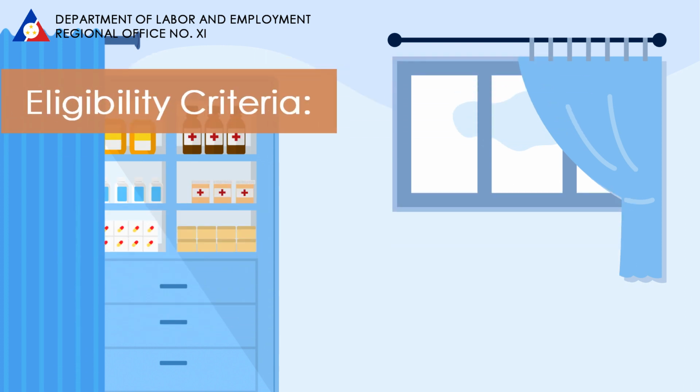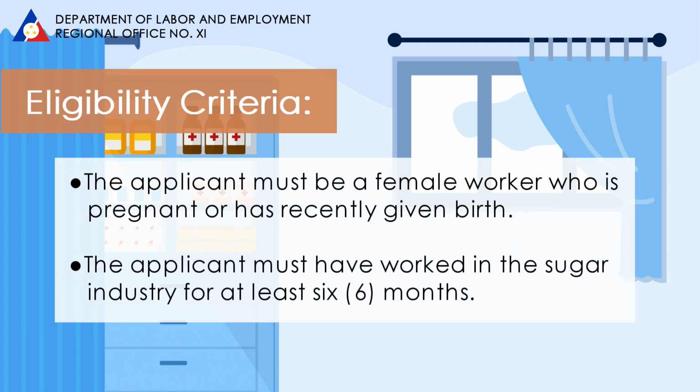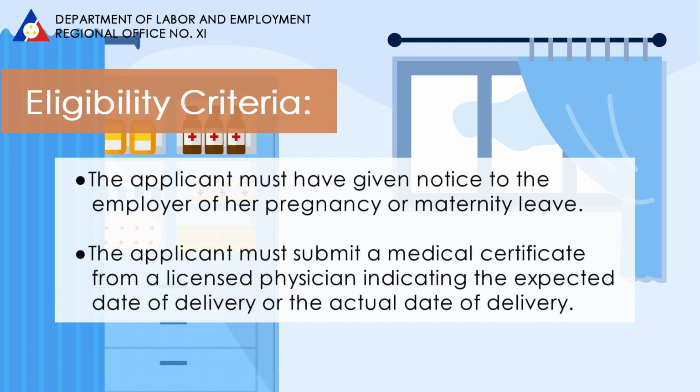What are the qualifications to be able to avail the maternity benefit program? The applicant must be a female worker who is pregnant or has recently given birth. The applicant must have worked in the sugar industry for at least 6 months. The applicant must have given notice to the employer of her pregnancy or maternity leave. The applicant must submit a medical certificate from a licensed physician indicating the expected date of delivery or the actual date of delivery.